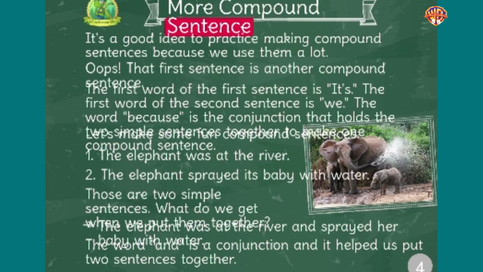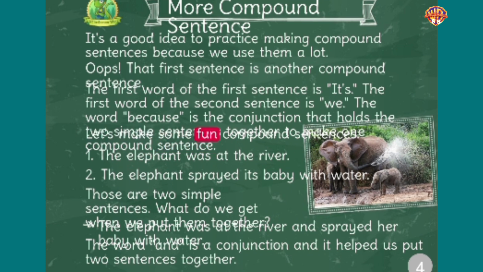More compound sentences. It's a good idea to practice making compound sentences because we use them a lot. Oops! That first sentence is another compound sentence. The first word of the first sentence is it's. The first word of the second sentence is we. The word because is the conjunction that holds the two simple sentences together to make one compound sentence.